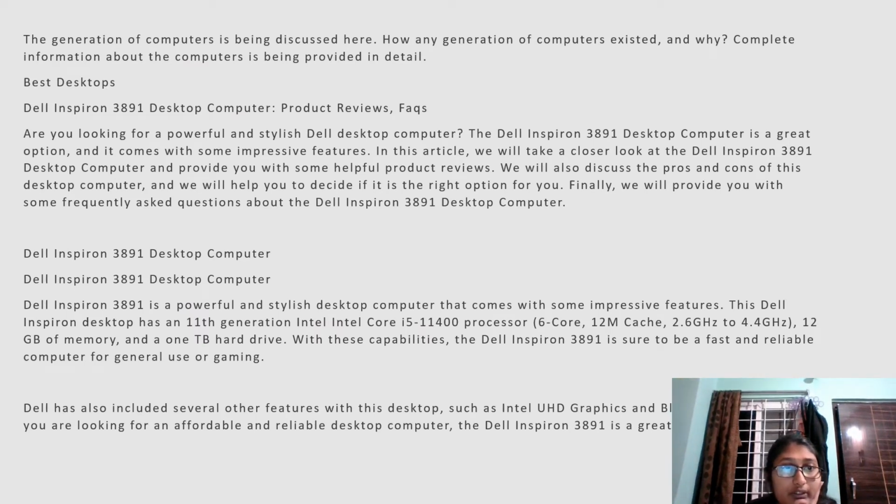Generation of computers is being discussed here. How many generations existed and why? Complete information about computers is being provided in detail.